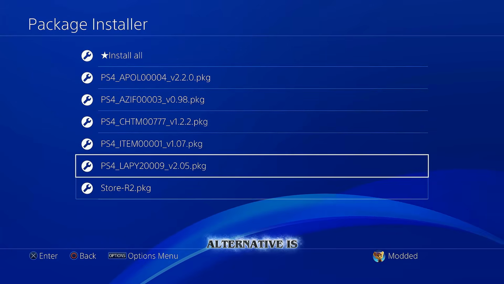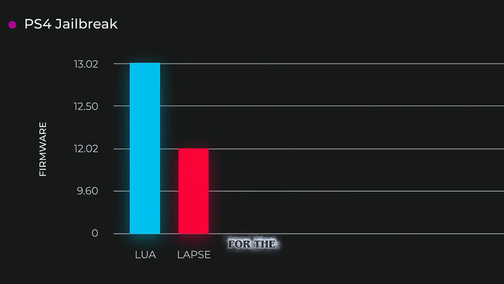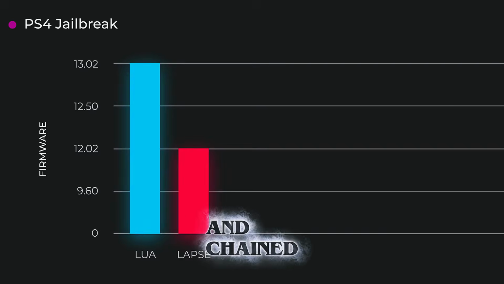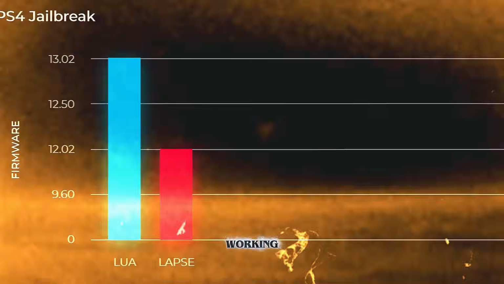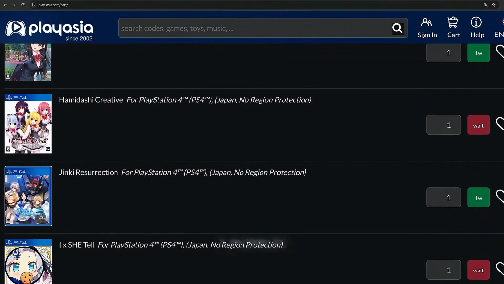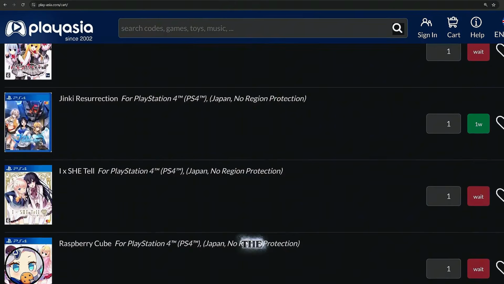Now, the alternative is the Lua save game exploit, which works up to firmware 13.02, or whatever the latest firmware for the PS4 is currently, and chained with the lapse kernel exploit, we can use it to jailbreak up to 12.02. In most cases, you will still need a working disk drive, as you will need to get a physical copy of one of the supported games that can be used to load the exploit.